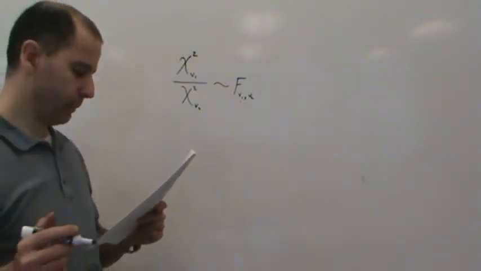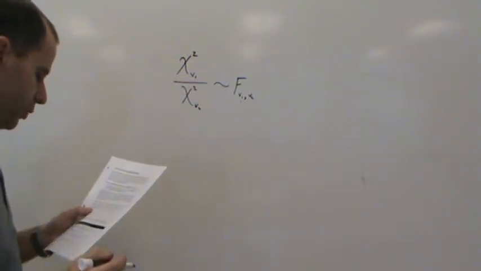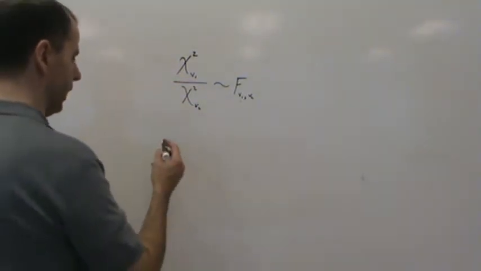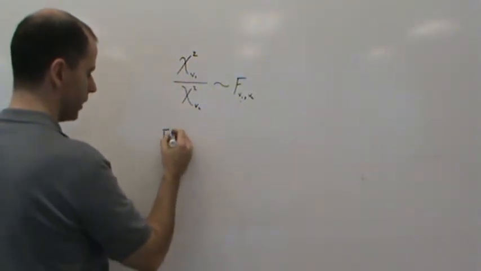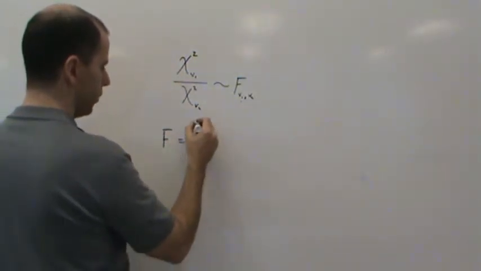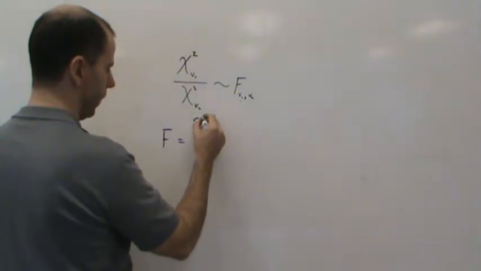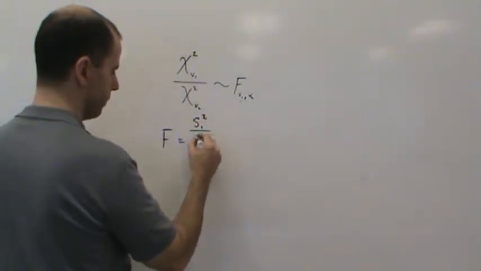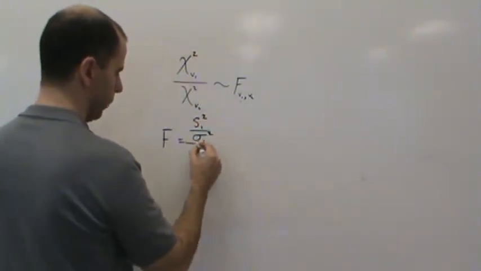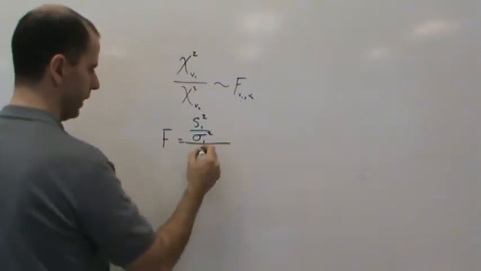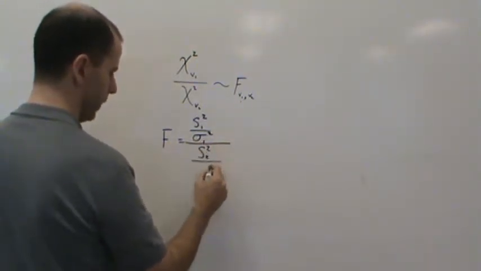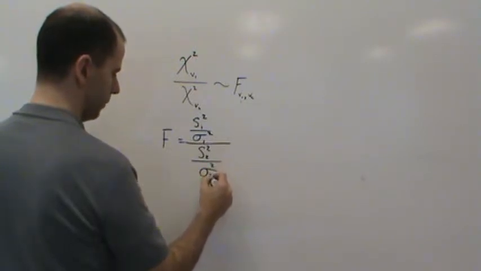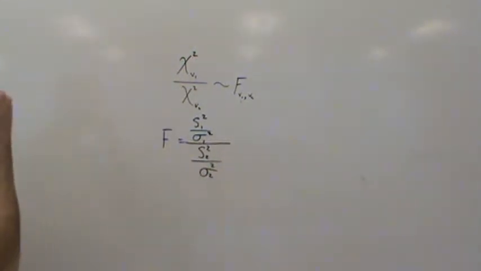Since we are interested in comparing the two sample variances, we can use the F ratio. Based on what we just talked about, we're going to take S1 squared divided by sigma 1 squared, and divide that ratio by the ratio of S2 squared divided by sigma 2 squared. And this is what we're going to call our F statistic.